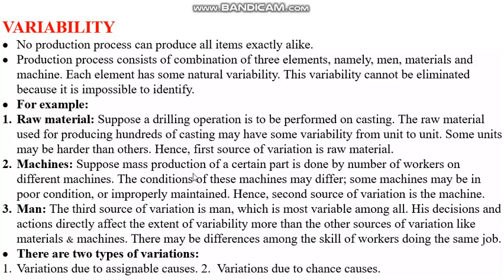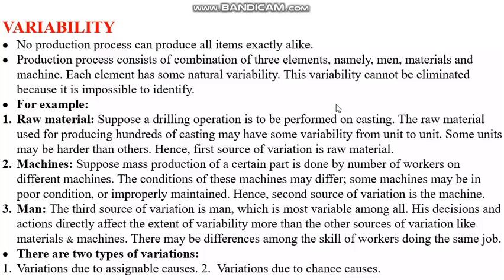Suppose mass production of parts is done by a number of workers on different machines. Now there are different machines involved here. The condition of these machines also may differ. Some machines may be in poor condition, some may be in good condition, some are improperly maintained. So the second source of variation is the machine.